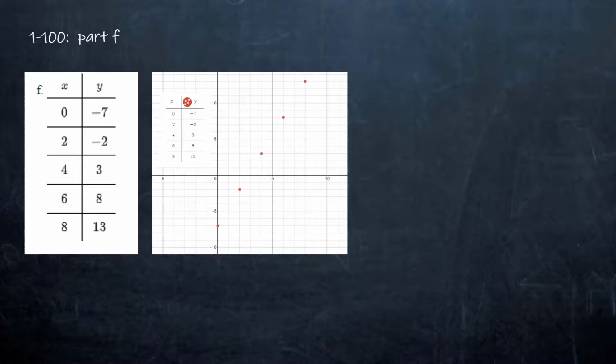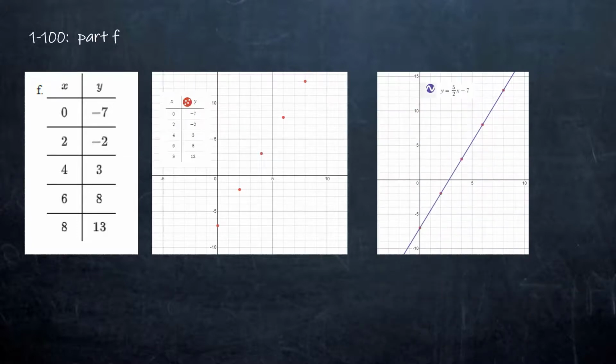So I'm checking this as well. 1, 2, 3, 4, 5. It runs 2. So it looks like my slope is 5/2. So now I'm going to come up with that equation. Let's take a look at what that looks like. And I'm correct. It is y equals 5/2 x minus 7. And so that is our last one of these A through F's.